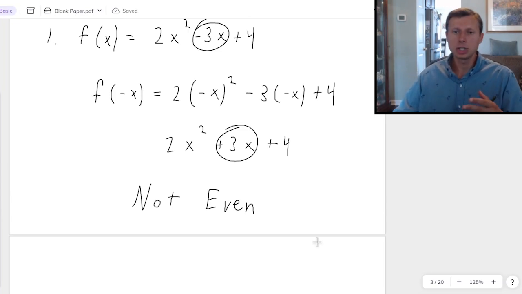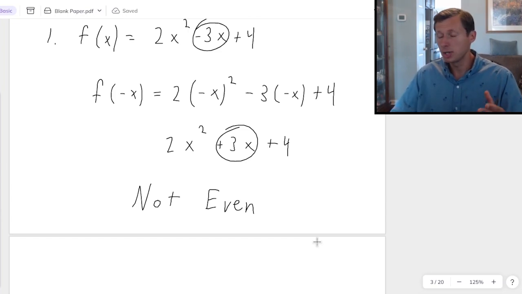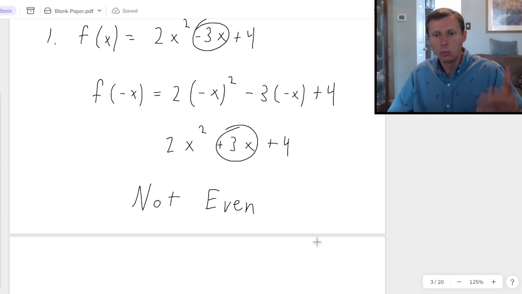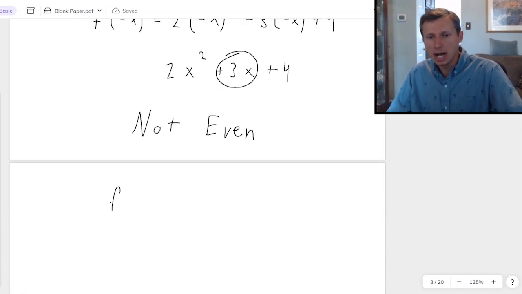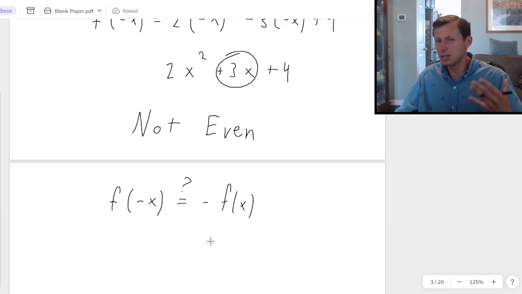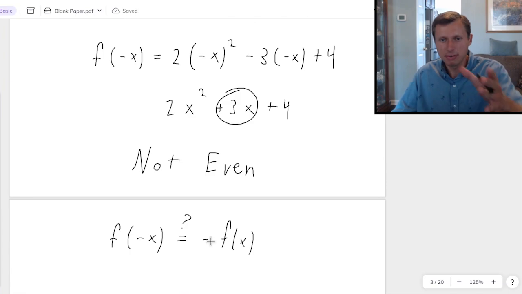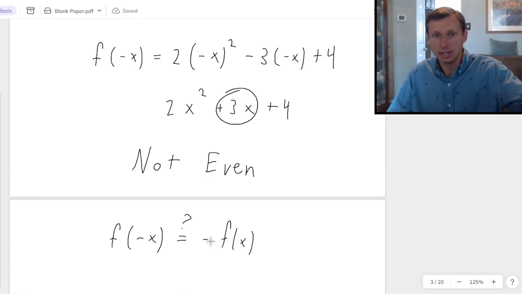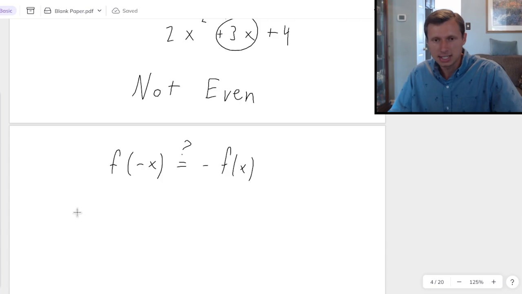Now we still have to check for odd. Earlier I mentioned it's always a good idea to check for even before odd. The reason why is because if you want to check for odd, remember you're starting with f of negative x. In other words, it's kind of impossible to check for odd function first, because in the process of finding odd, you already need even, the even check first. So anyways, we already did the f of negative x. We already said that's 2x squared plus 3x plus 4.